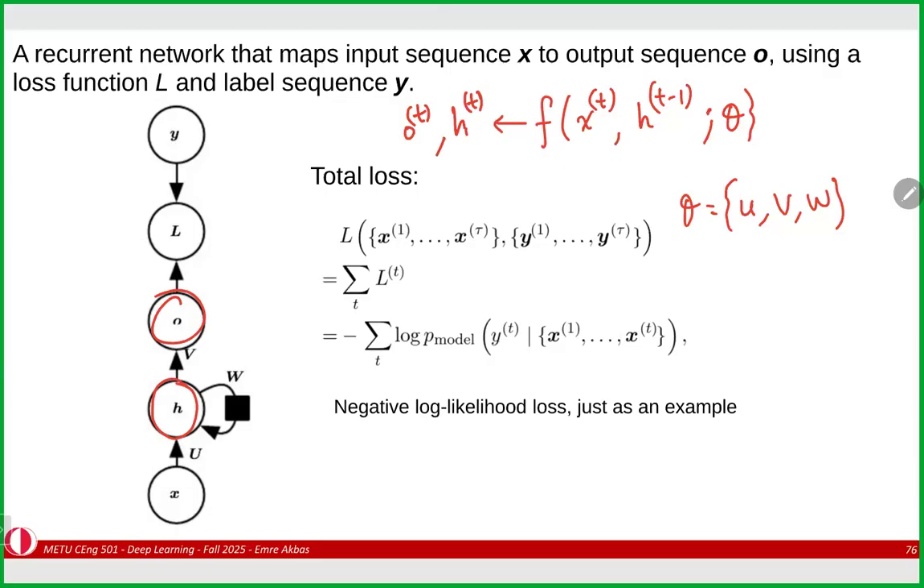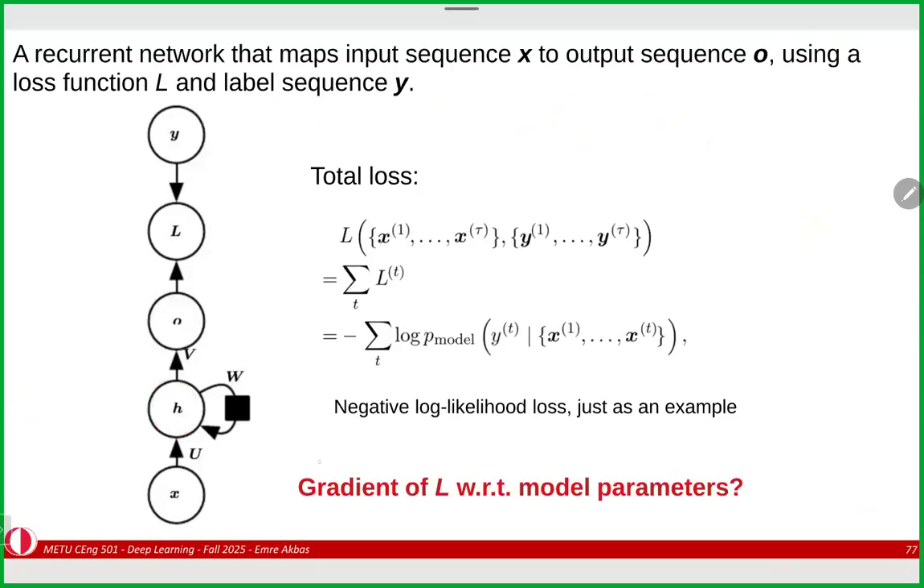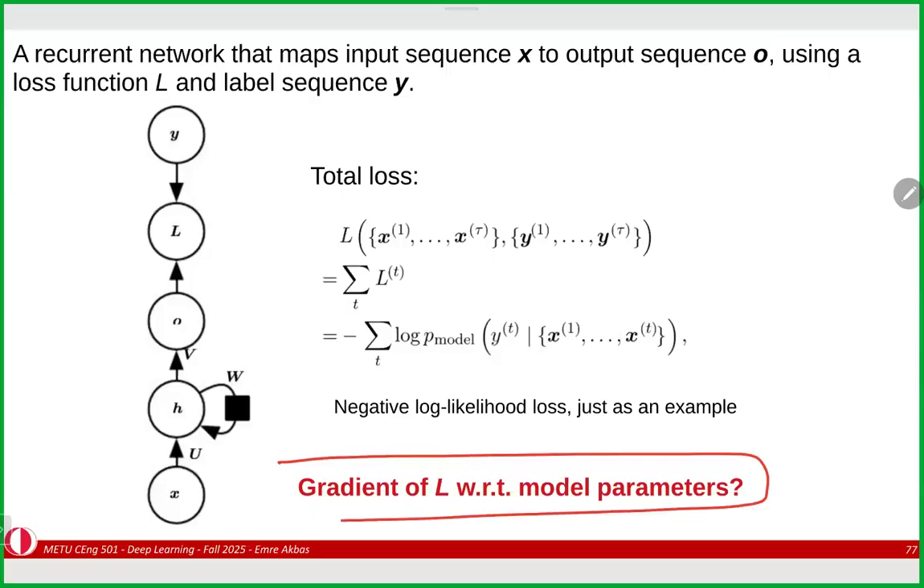Then, depending on your task, you can design a loss function and write that loss function as a sum over your data set or as an average. And then what do we do? The usual thing, backpropagation and gradient descent, right? To do that, we need the gradient of L with respect to the model parameters, so we need the gradient of L with respect to theta.